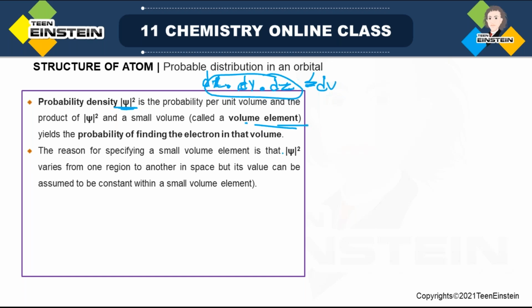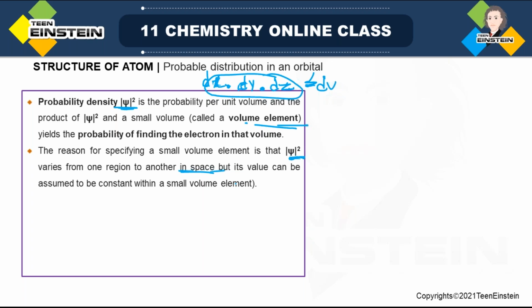Now why are we specifying this small volume element with psi square? The reason is that psi square can vary from one region to another in space if the space is very large. But if you consider a small volume element, then you can assume that the value of psi square, that is the probability of finding the electron in that small volume, is constant.